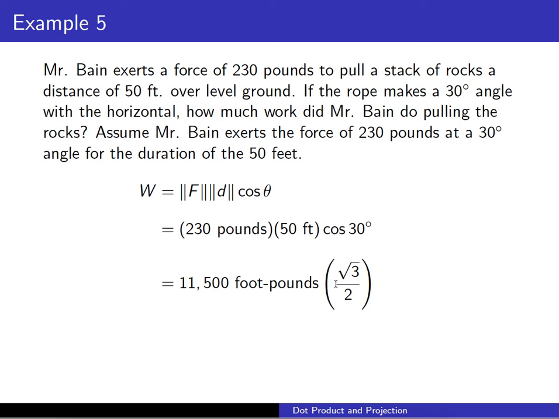So when we plug all that in, we get 230 times 50, which is 11,500 foot-pounds, times cosine of 30 degrees, which is the square root of 3 over 2. And that turns out to be roughly 9,960-ish foot-pounds of work. So you can imagine pulling 230 pounds of rocks 50 feet, dragging them on the ground. It's going to take a lot of work, and here's the amount that it takes.